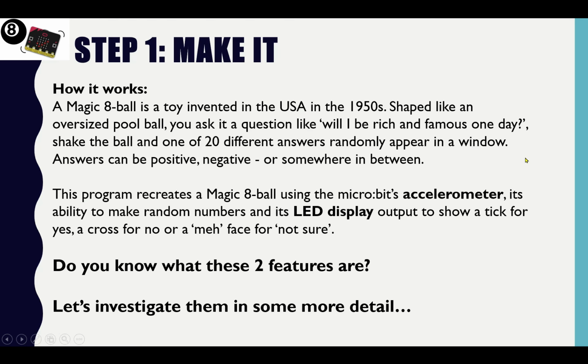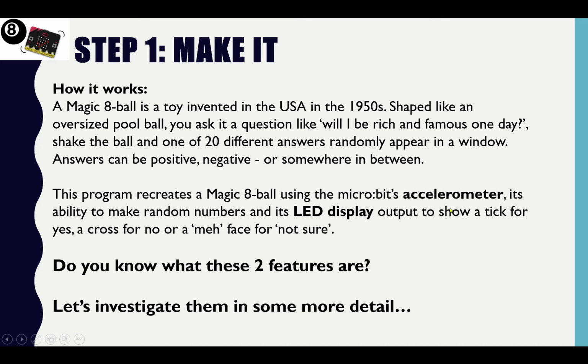So let's remember what we're creating. It's a toy that was invented in the USA in the 1950s. It was like a giant pool ball. You asked it a question like, will I be rich and famous one day? You shake the ball and one of 20 different answers randomly appears. They could be positive, negative, or somewhere in between. It's just a bit of fun, really.